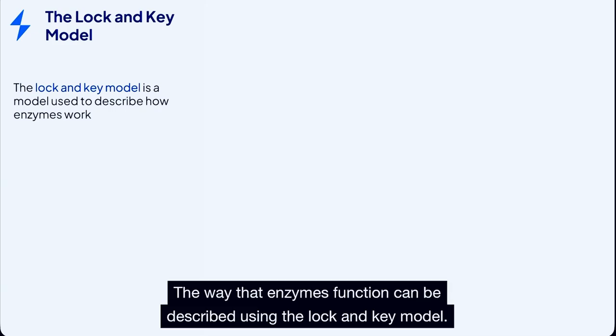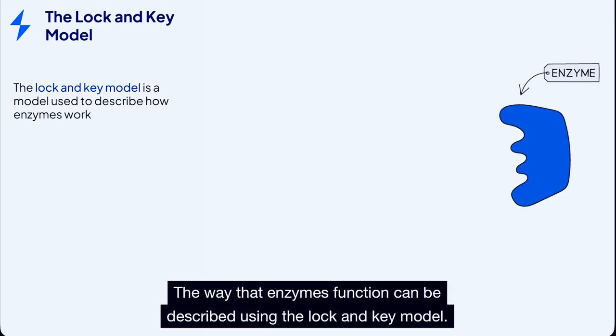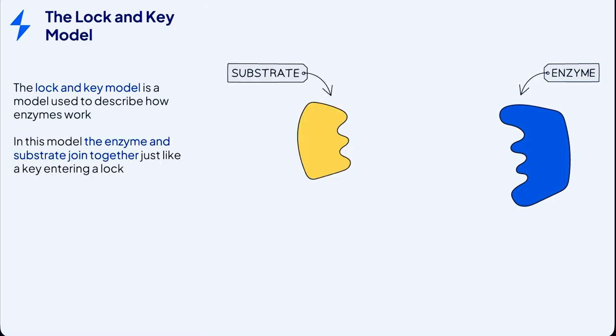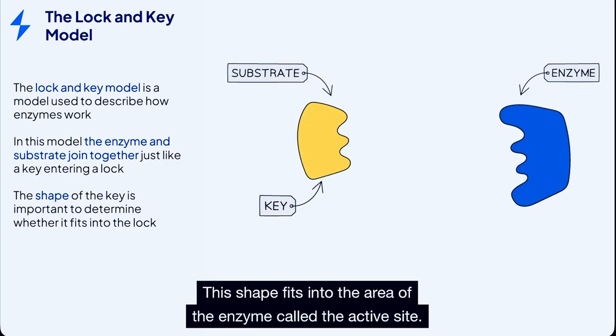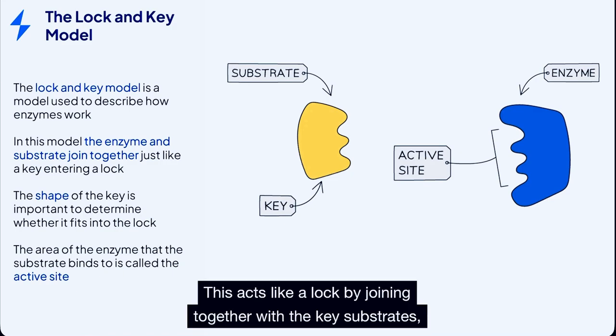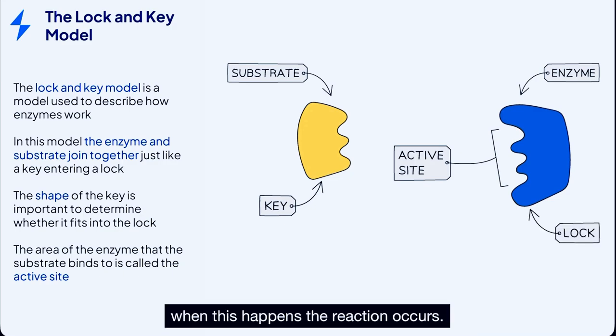The way that enzymes function can be described using the lock and key model. The reactant, called the substrate, is a specific shape, just like a key. This shape fits into the area of the enzyme called the active site. This acts like a lock by joining together with the key substrate. When this happens, the reaction occurs.